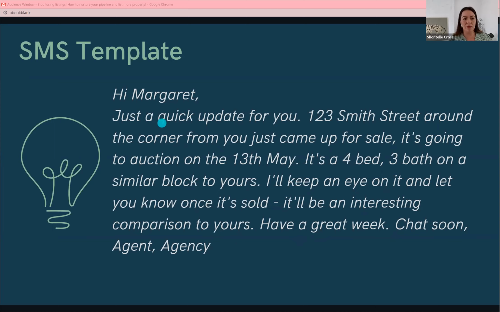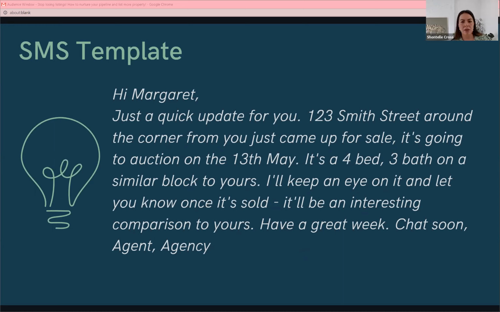So, hi Margaret, just a quick update for you. 123 Smith Street, around the corner from you, just came up for sale. It's going to auction on the 13th. It's a 4-bed, 3-bath on a similar block to yours. I'll keep an eye on it and let you know once it's sold. It'll be an interesting comparison to yours. Have a great week. Chat soon.